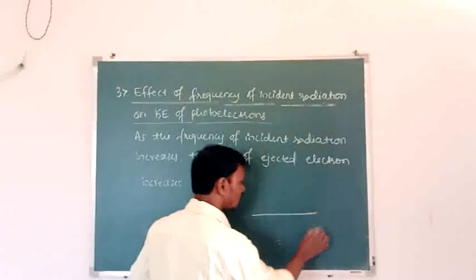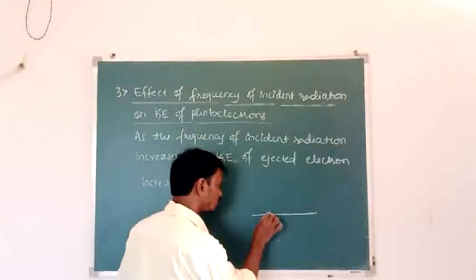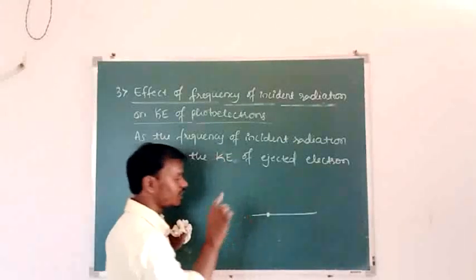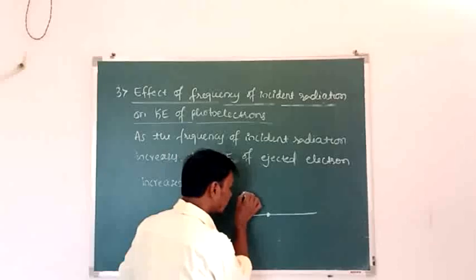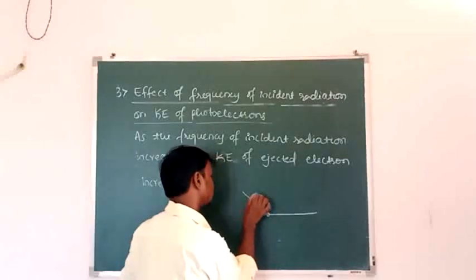Once again let us consider the example of cesium metal. We are going to remove an electron from the surface of the cesium metal. How much energy do we have to give? Minimum energy, that is 2.14, but I will give 2 electron volt.